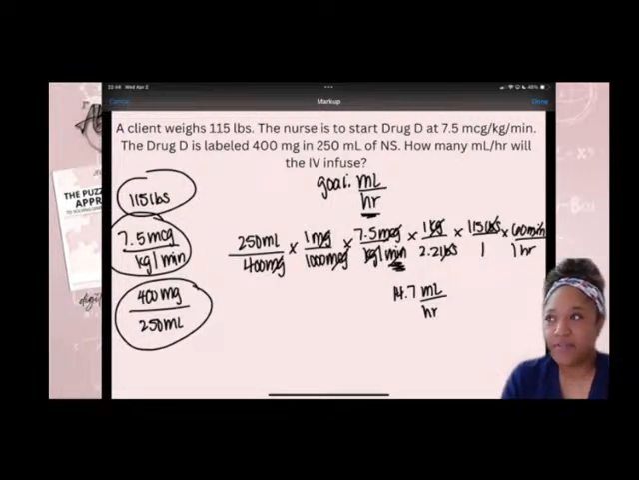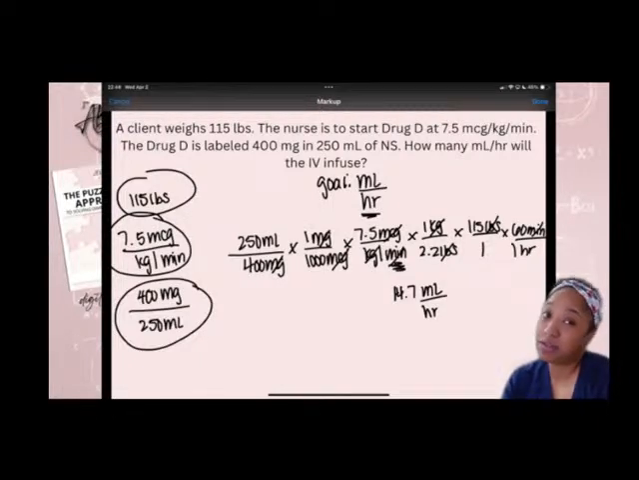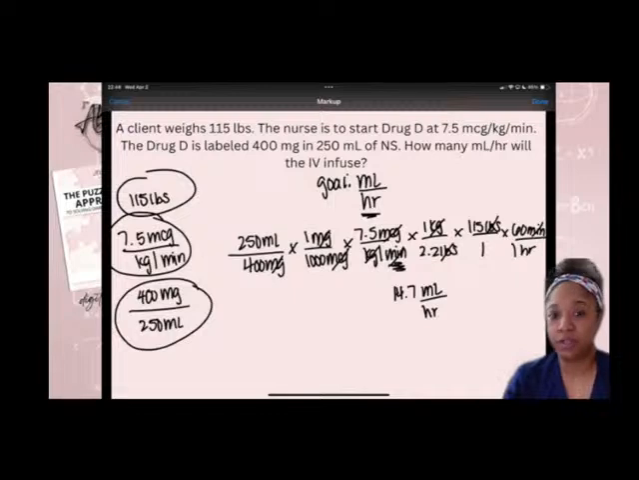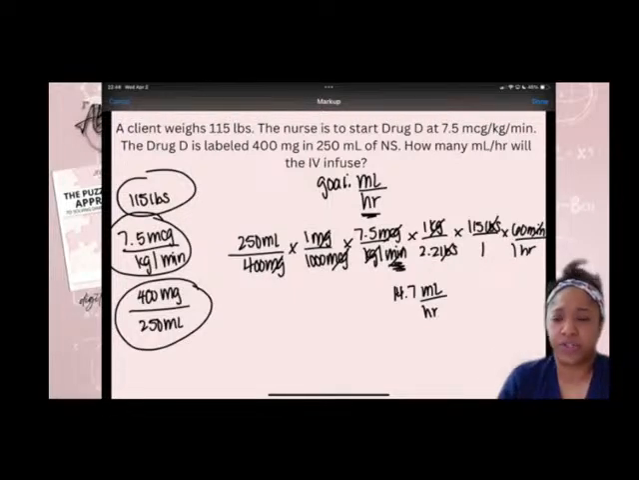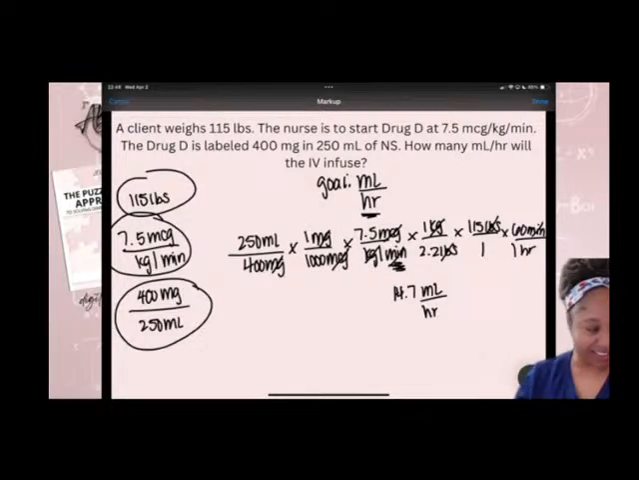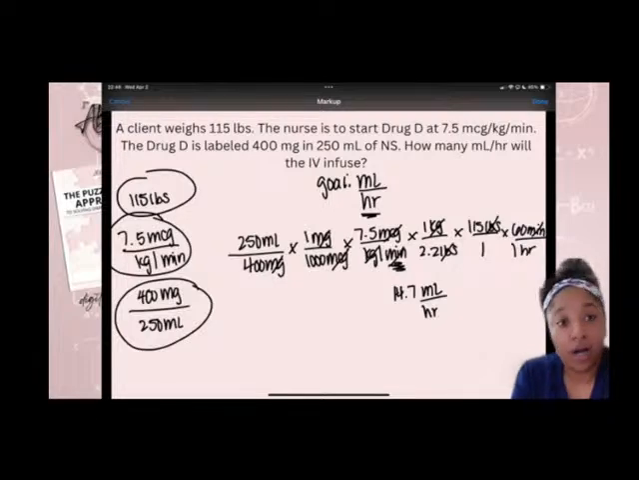Why would it not be 15? Because it's 14.7. Now, if they ask you to round to the nearest whole number, it'll be 15. But when I got it in my calculator, this is what I got. And usually they'll ask you to round to the tenth place. Why wouldn't you round it? And some pumps actually do go to the tenth place.